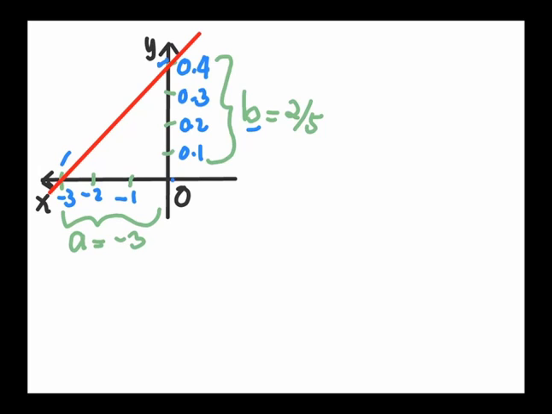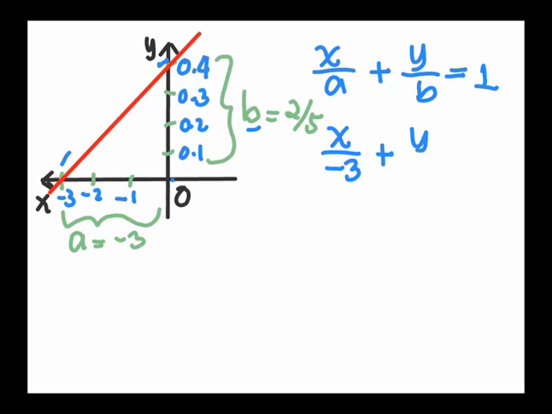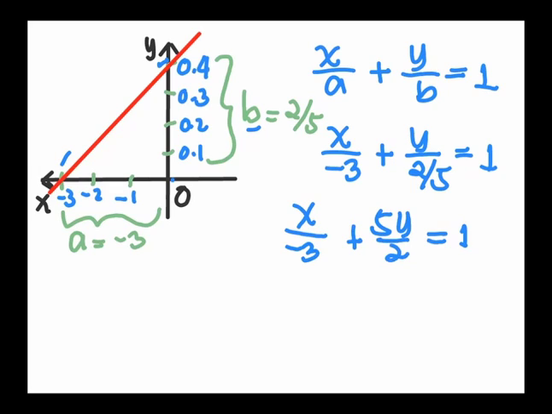Here we are to find the equation of the line given these x and y intercepts. We know that the intercept form of the line is given by x over a plus y over b is equal to 1. Substituting the values of a and b into this equation, we'll have x over -3 plus y over 2/5 is equal to 1. Now, we'll simplify further this equation and we'll get x over -3 plus 5y over 2 is equal to 1.